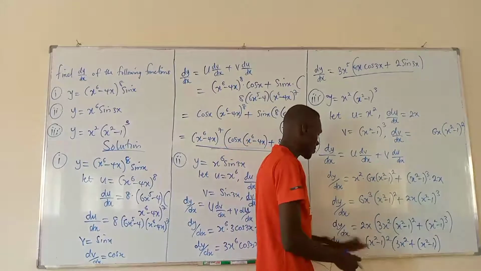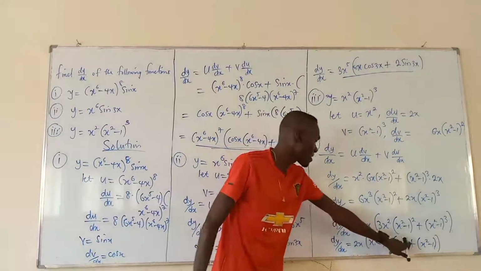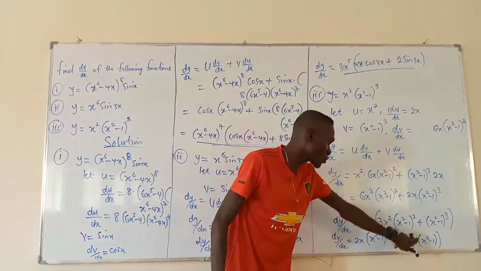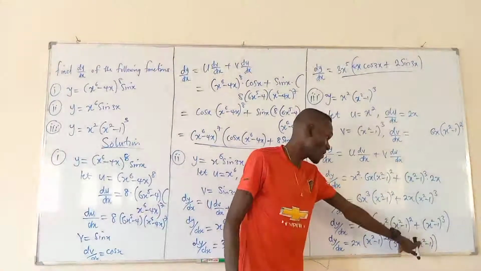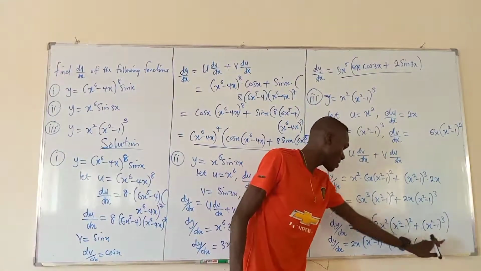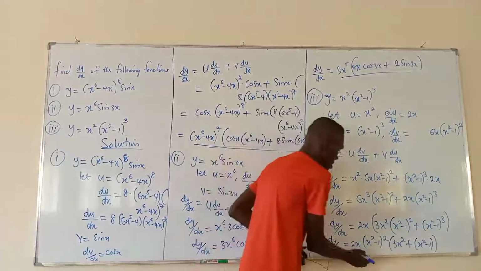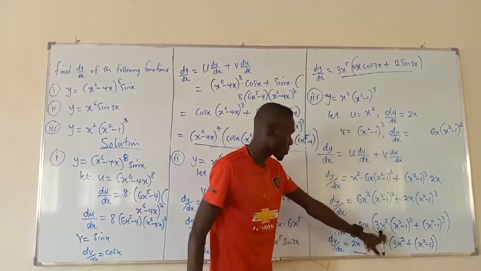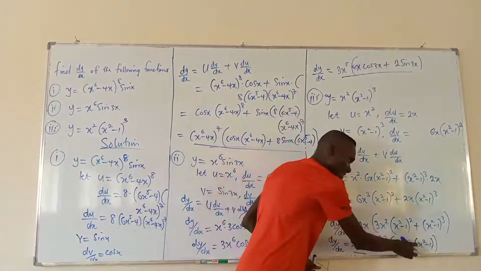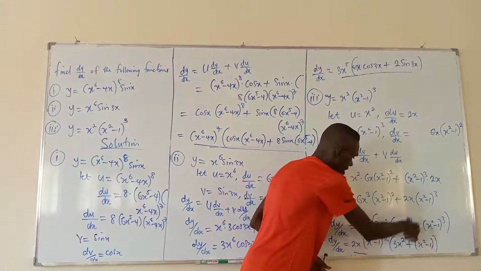We don't have enough space, so you can just complete this by expanding the bracket: 3x squared plus x squared is going to be 4x squared, then minus 1. That's the answer: 2x (x squared minus 1) all squared, then (4x squared minus 1).